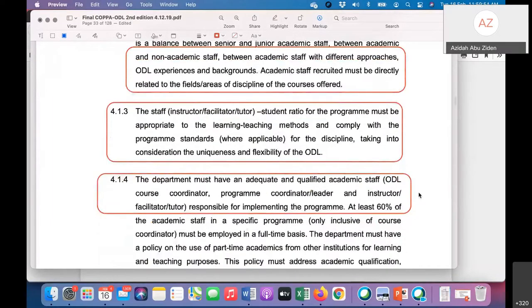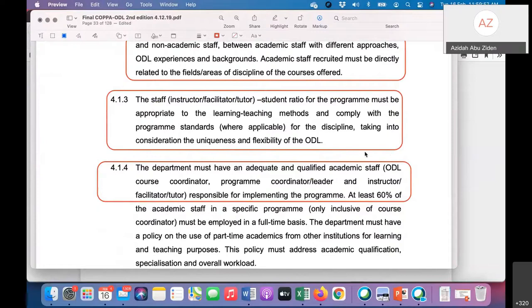Okay, kemudian staff ratio ni, okay, tengok ya. Kalau conventional, kita dapati bahawasanya ada certain 1 kepada 20, for example, seorang pensyarah kepada 20. Tetapi boleh diconsider disebabkan oleh uniqueness and the flexibility of the ODL, mungkin you boleh increase the ratio lah, meaning that 1:30. Ataupun mungkin disebabkan oleh unik sangat banyak masalah, okay, meaning that you can reduce 1:10. So it's up to the uniqueness and flexibility of the ODL, yeah?